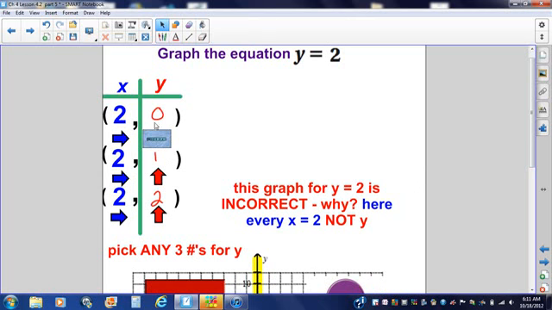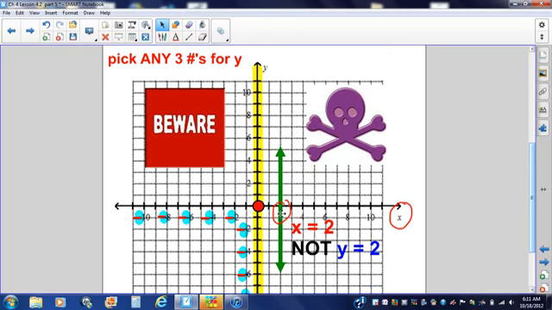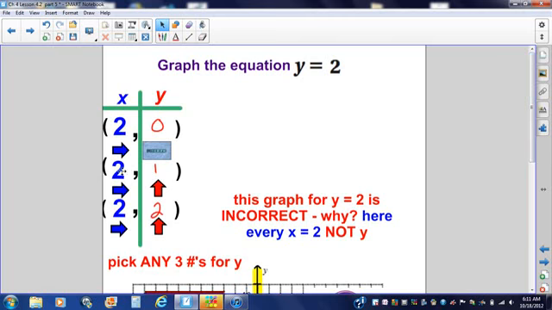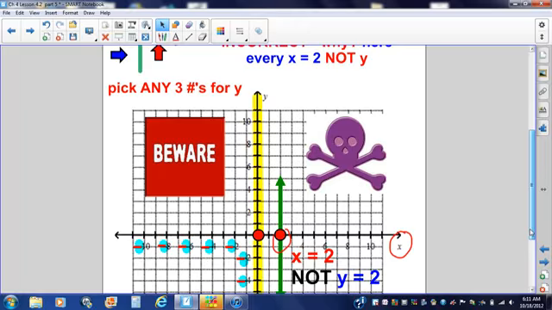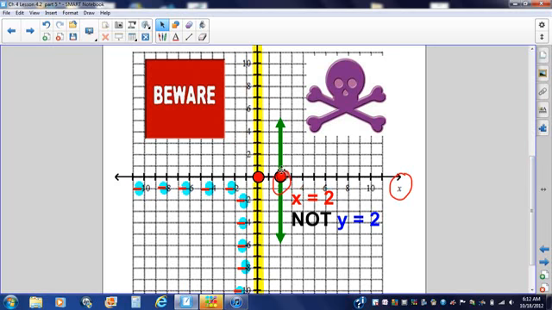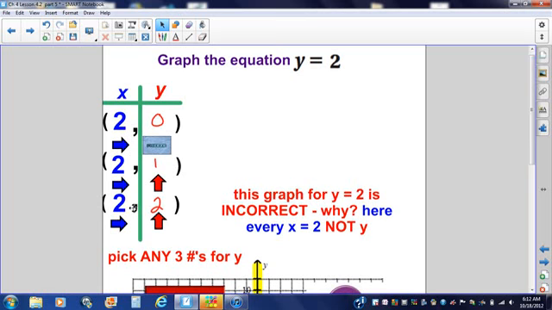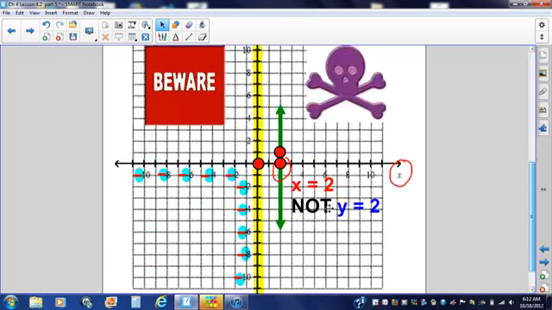2, 0. Go right 2 and then freeze. 2, 1. Go right 2 and up 1. 2, 2. Go right 2 and up 2.